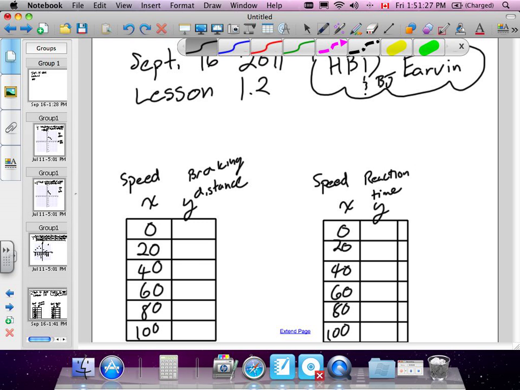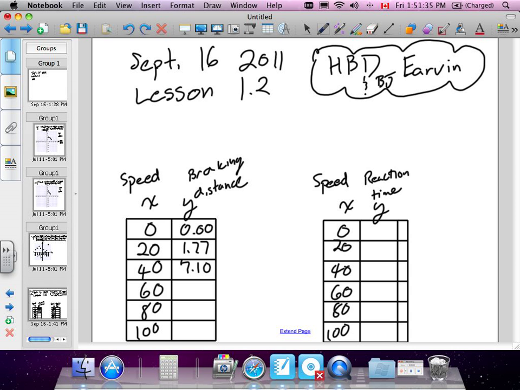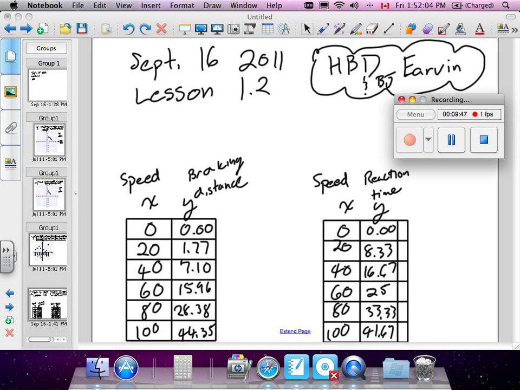We're going to look under braking distance. We have 0.00, 1.77, 10, 15.96, 28.38, and 44.35. Under reaction time, I have 0, 8.33, 16.67, 25, 33.33, and 41.67. Okay, so this is what is important for what we're doing right now.